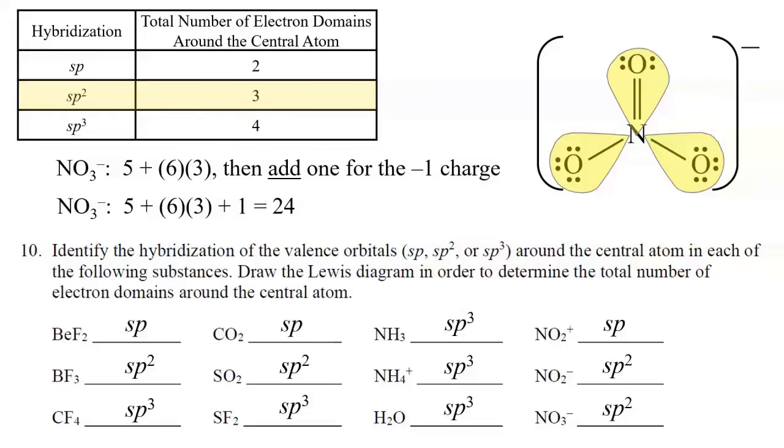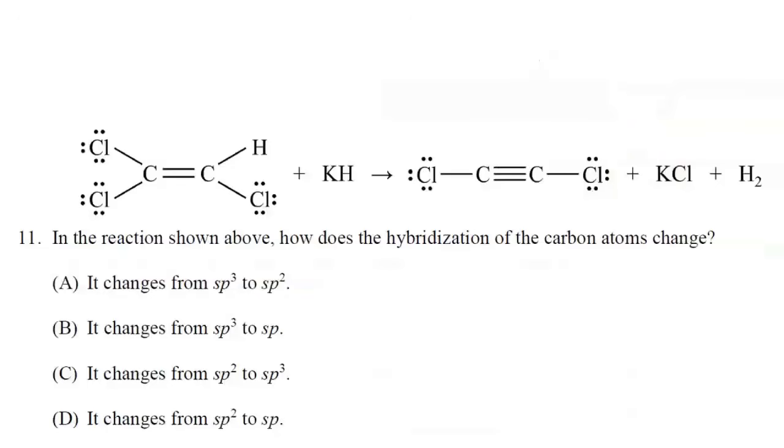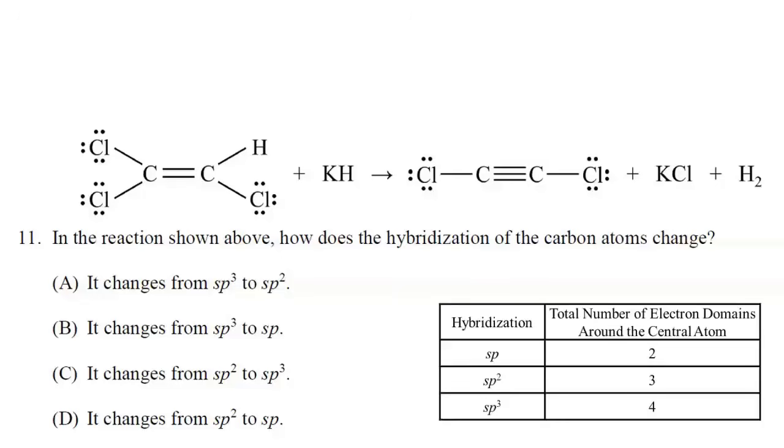All right, let's take a look at question 11 from your packet. In the reaction above, how does the hybridization of the carbon atoms change? So remember that we're looking for the total number of electron domains around the central atom to determine the hybridization. So the first molecule I'm going to analyze is the one that's on the far left side of the screen. And I see a carbon atom on the left, which contains 3 electron domains around it. There's no lone pairs on that carbon, but I see 3 bonding domains. Therefore, that would be sp2 hybridized.